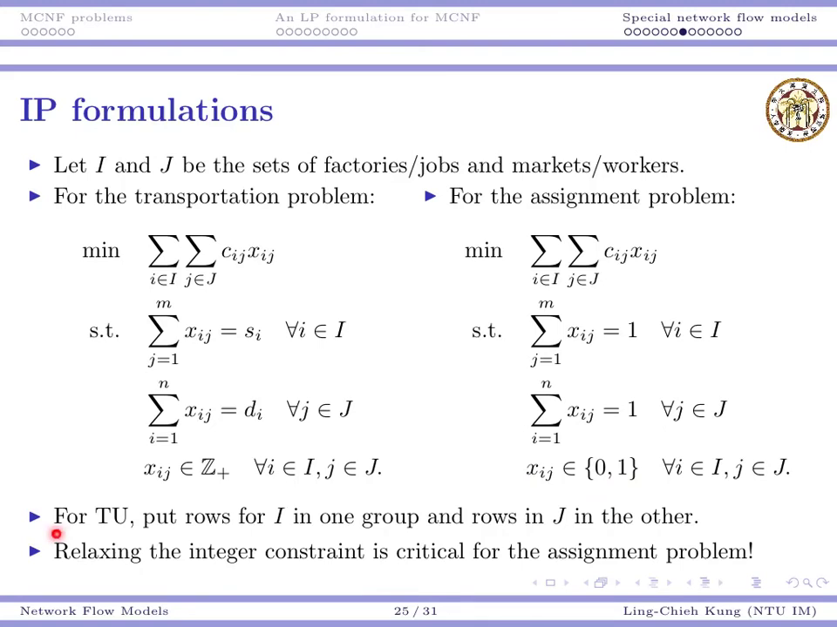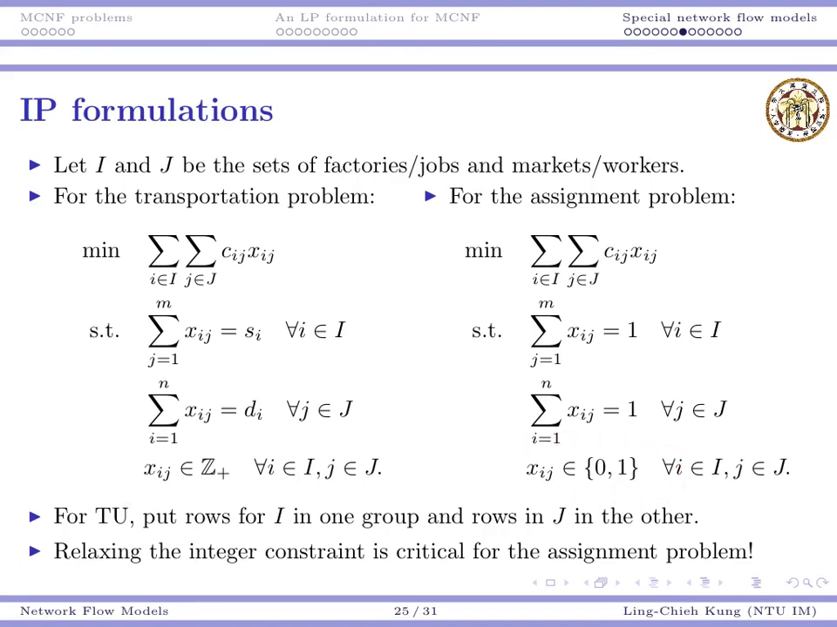Here, suppose we want to show that the coefficient matrix is a totally unimodular matrix. Of course it is, because these are special cases of MCNF. All we need to do is to say this is the first group and this is the second group. Then we're done. What's interesting here is that relaxing the integer constraint is not a big deal for transportation, but it's very important for the assignment problem.